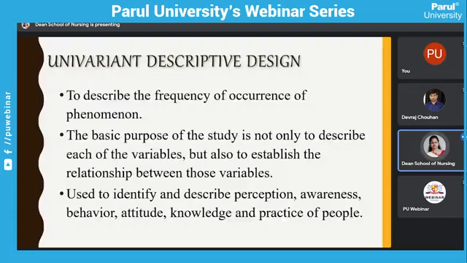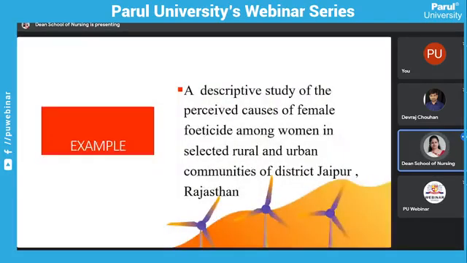Used to identify and describe perception, awareness, behavior, attitude, knowledge, and practice of people. A descriptive study of the perceived causes of female foeticide among women in selected rural and urban communities of District Jaipur, Rajasthan. This is an example of this.